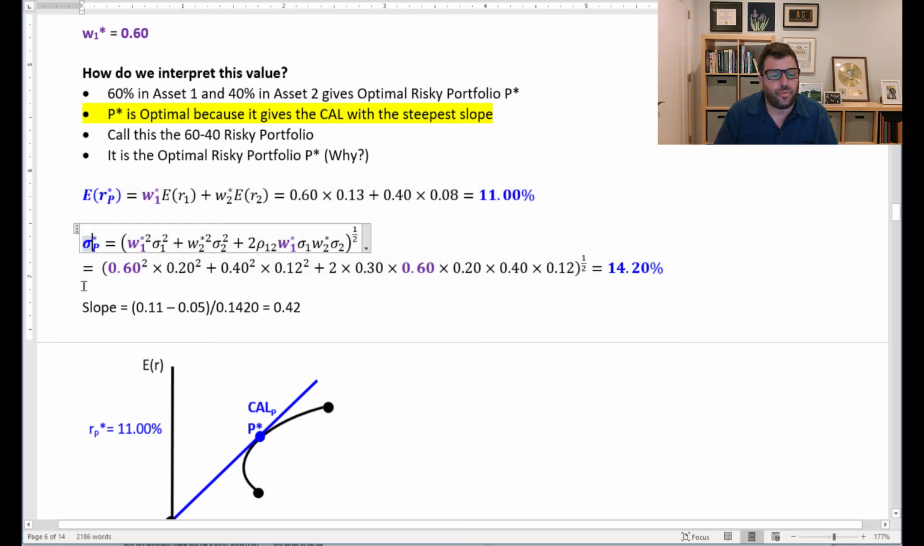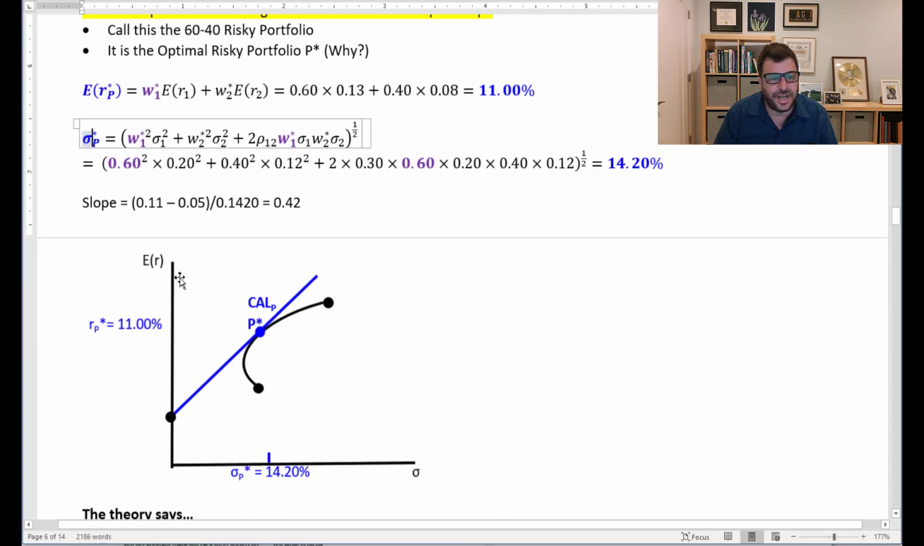And if I calculate the risk of P along this axis, plugging in the 60 and the 20 and the 40 and the 12 and 2 times this correlation coefficient, and then there's the weight and the risk and the weight and the risk, and I take the square root, I get 14.20. And so this 11, 14.20 portfolio is the portfolio that, when combined with the 5% risk-free, gives us the steepest sloped capital allocation line.